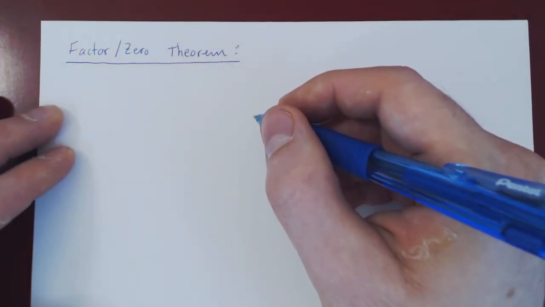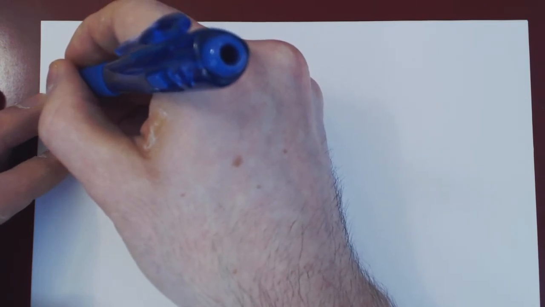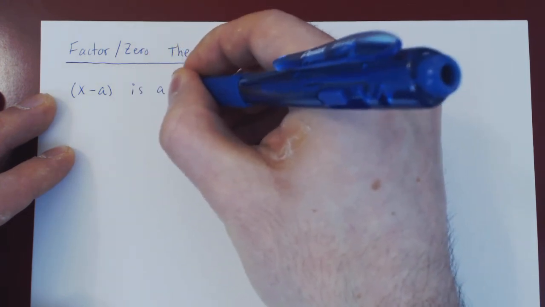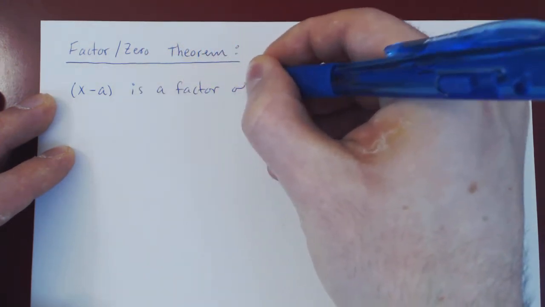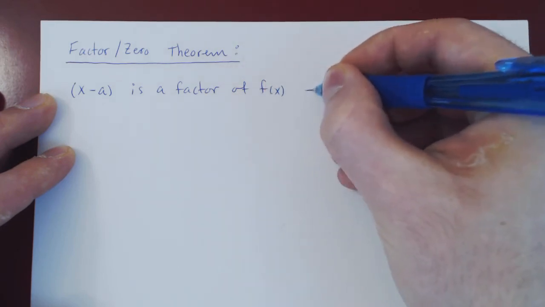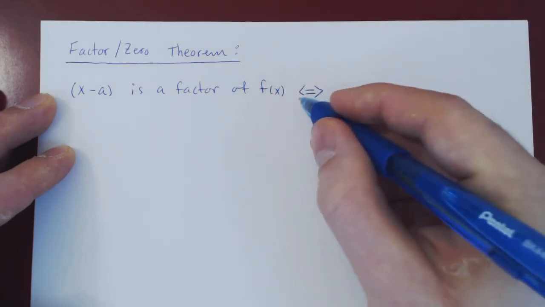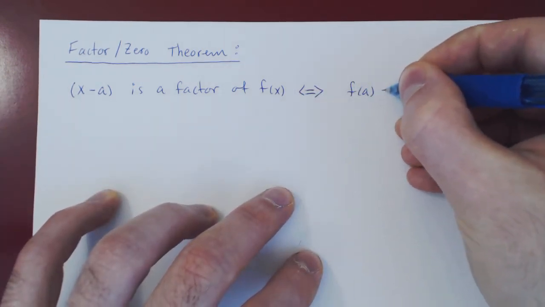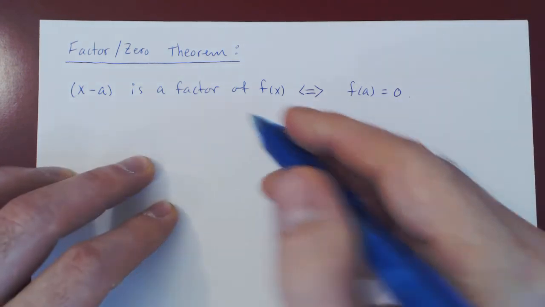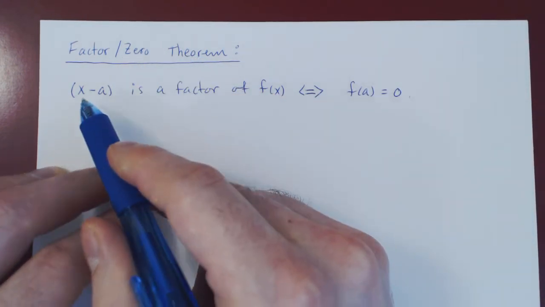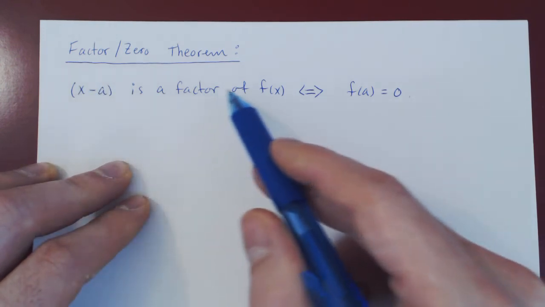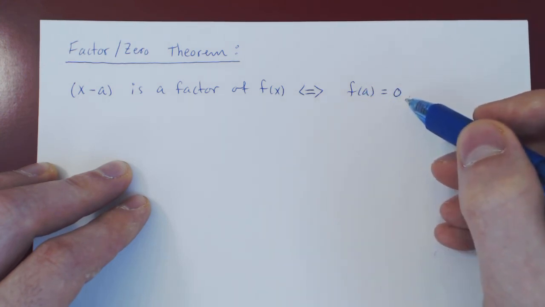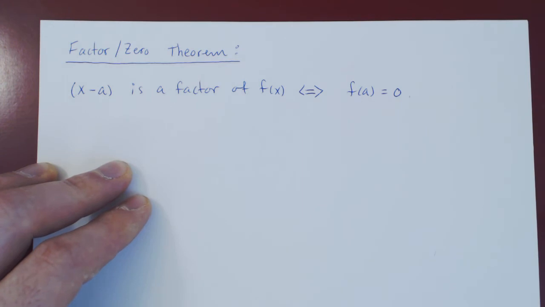Here the assumption is f of x is a polynomial. So we're going to say that x minus a, where a is some real number, is a factor of our polynomial f of x, if and only if, you remember, this double-headed arrow means if and only if, f of a is equal to 0. And you can see why it's called the factor or the zero theorem, as one statement says x minus a is a factor of f of x. The other statement says a is a zero of the polynomial, as f of a is equal to 0.